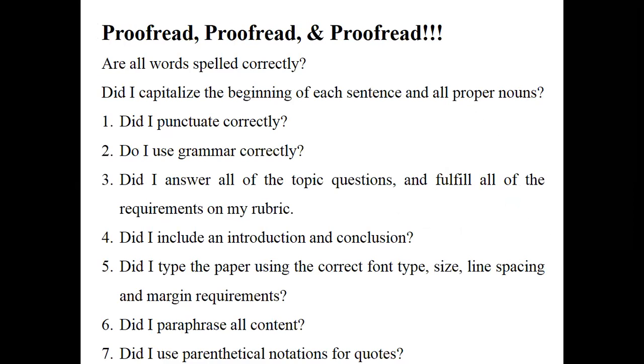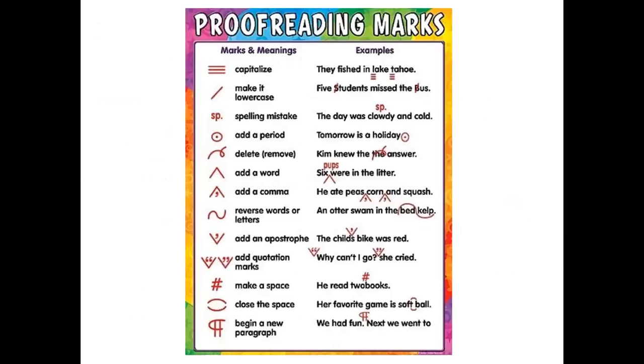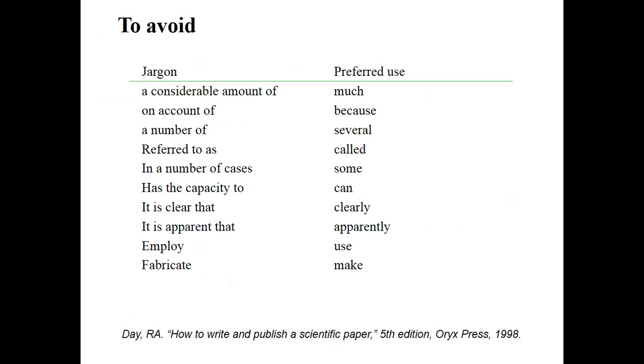So proofread: are all words spelled correctly? Did I capitalize the beginning of each sentence and all proper nouns? Did I punctuate correctly? Did I use grammar correctly? So you have to check all these points one by one to lower down all the errors or grammatical mistakes if those are in your article. These are the common mistakes we usually have, so you have to check it again and again to avoid all these. Like if you are going to use a considerable amount of words, so much is much preferable. If you are going to say it is clear, you can use clearly. Instead of refer to as, you can use the word called. So when you read so many articles, you have so much vocabulary to improve your writing.